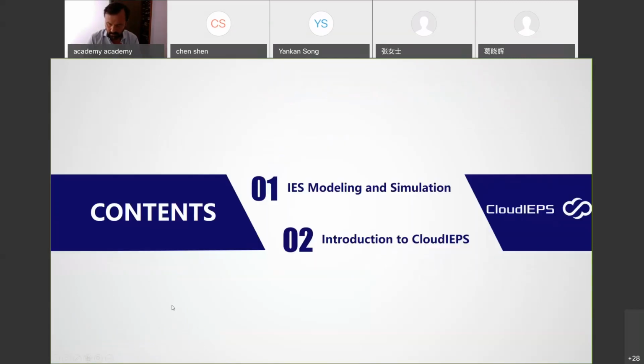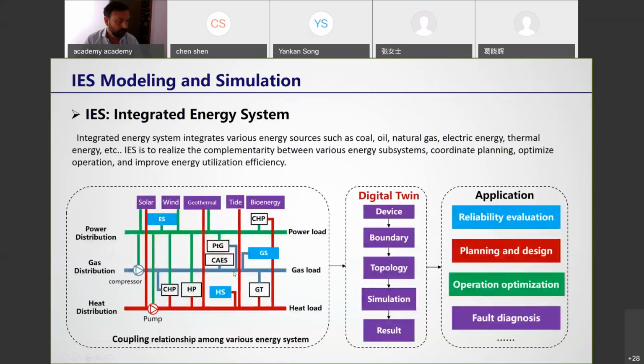So firstly, I will briefly introduce the modeling and the simulation technique on the Cloud IEPS platform, and then I will show the features and applications of the Cloud IEPS platform on our website. So first, the integrated energy system incorporates many kinds of energy resources, networks, and loads, such as power system, heat system, and gas system. There is a complex coupling relationship among various energy systems.